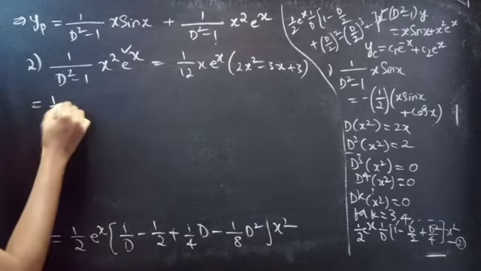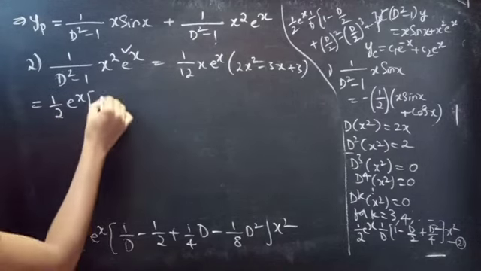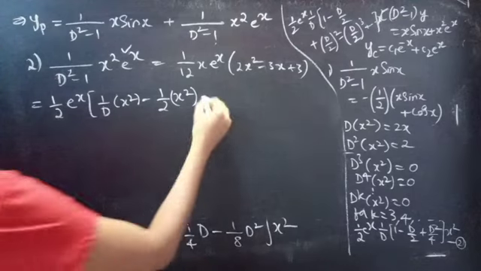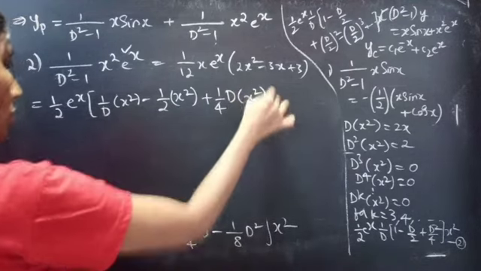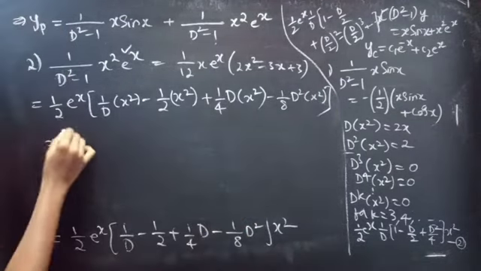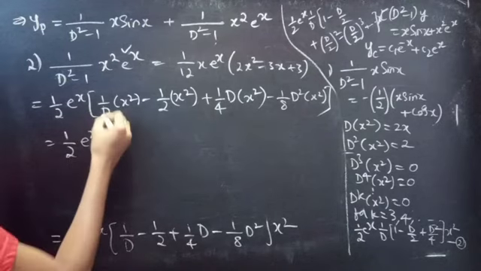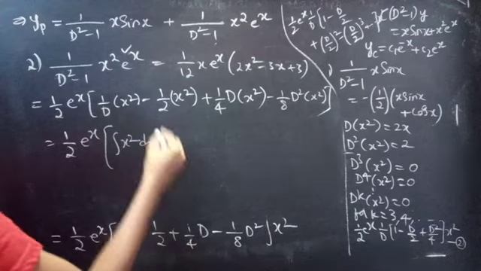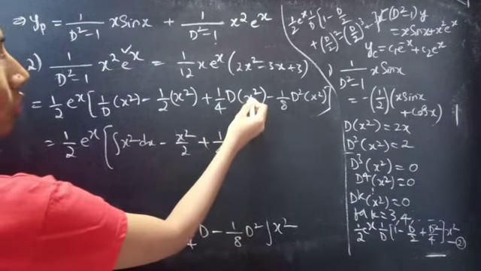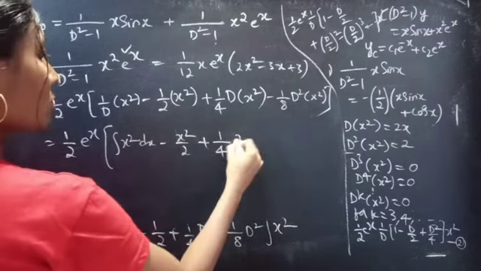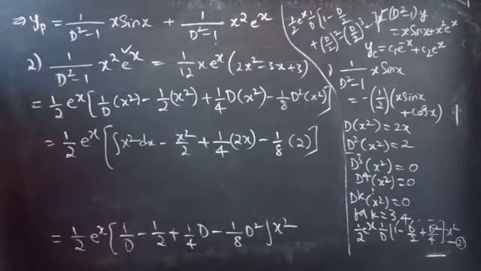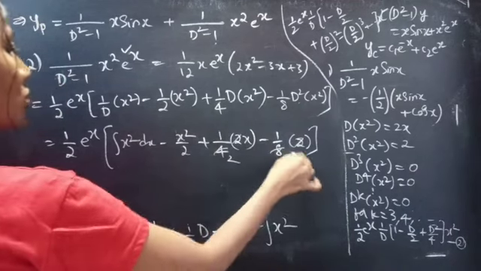This becomes 1/2 e^x times the integral of x² minus 1/2 times x² plus 1/4 times d of x² minus 1/8 times d² of x². Here 1/d is an integral operator, so perform integration for the first term, minus 1/2 times x², which is x²/2, plus 1/4 times the derivative of x², which is 2x, minus 1/8 times d² of x², which is 2.